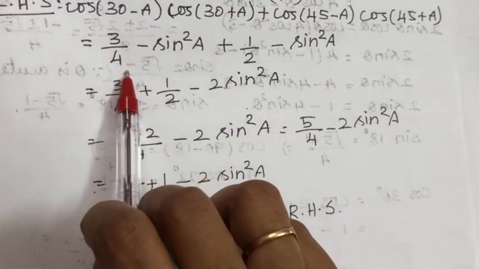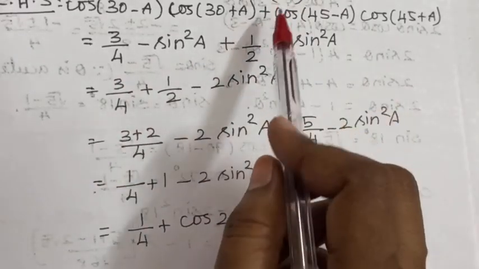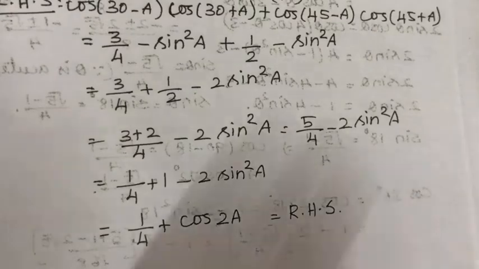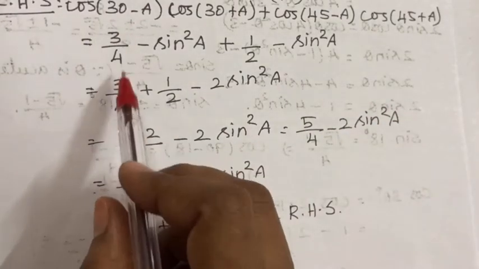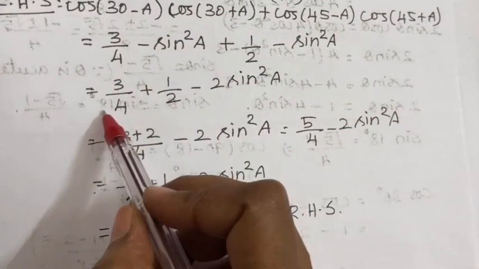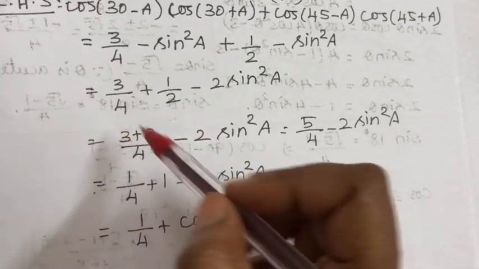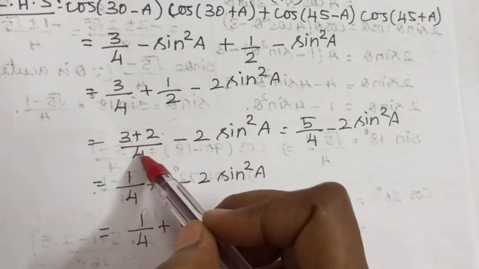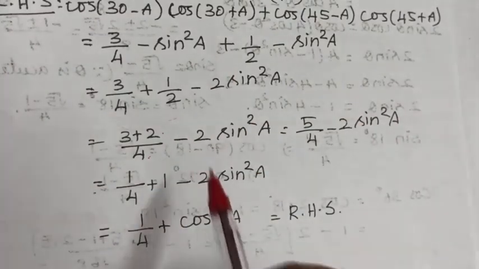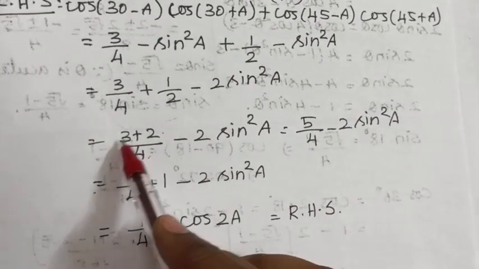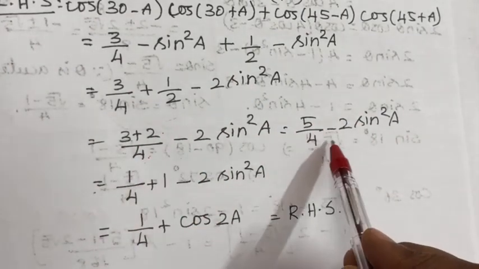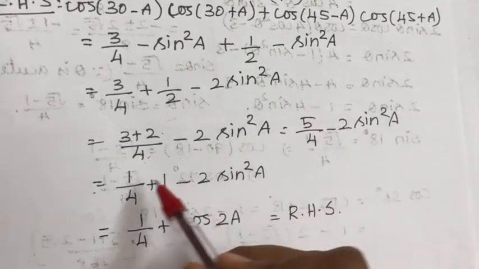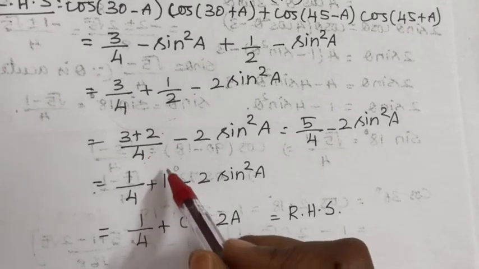So it is 3 by 4 minus sine square A plus 1 by 2 minus sine square A. Okay, so 3 by 4 plus 1 by 2. We can add them, take 4 as LCM. It is 3 plus 2 divided by 4, minus 2 sine square A. 3 plus 2 by 4, no, it is 5 by 4 minus 2 sine square A. I write this 5 by 4 as 1 by 4 plus 1.